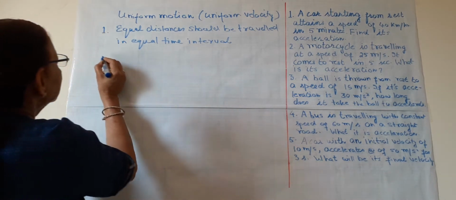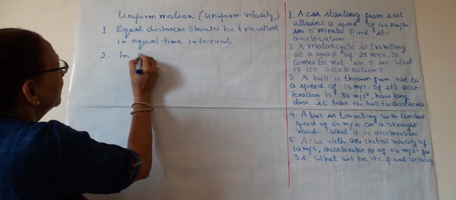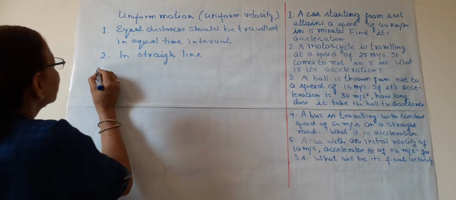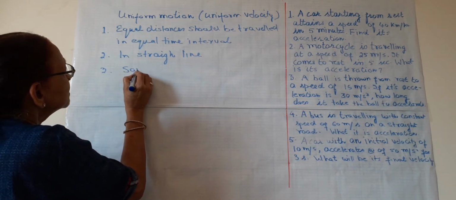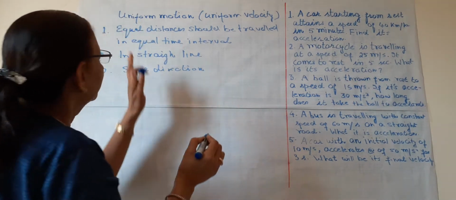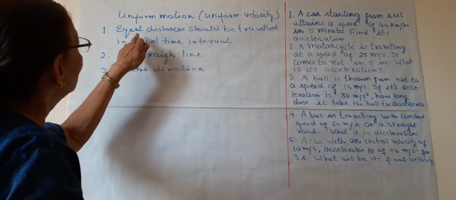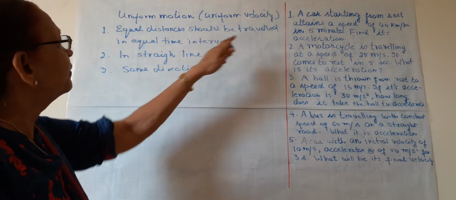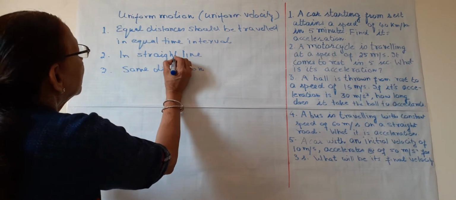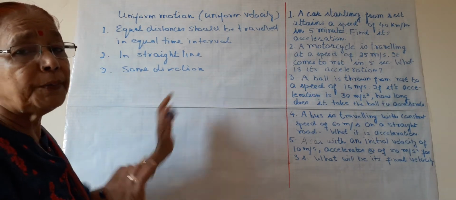We will see what is this. Second, the traveling should be in a straight line. Third, in the same direction. So there are three criteria for a uniform motion or uniform velocity to cause. First, equal distances should be traveled in equal time interval. Second, the traveling should be in a straight line. Third, the direction should not be changed.